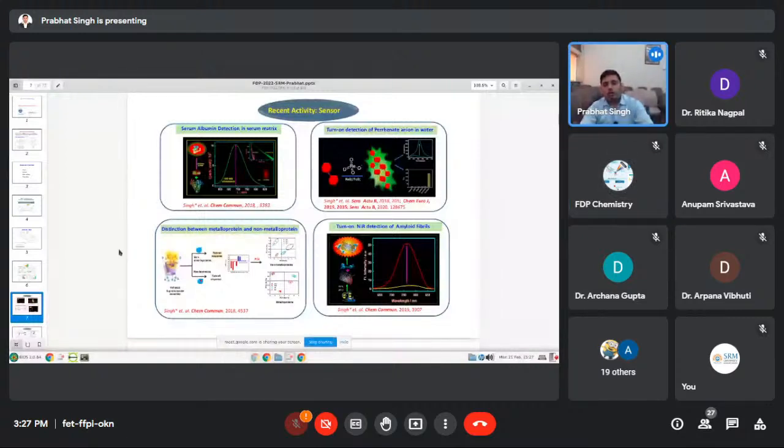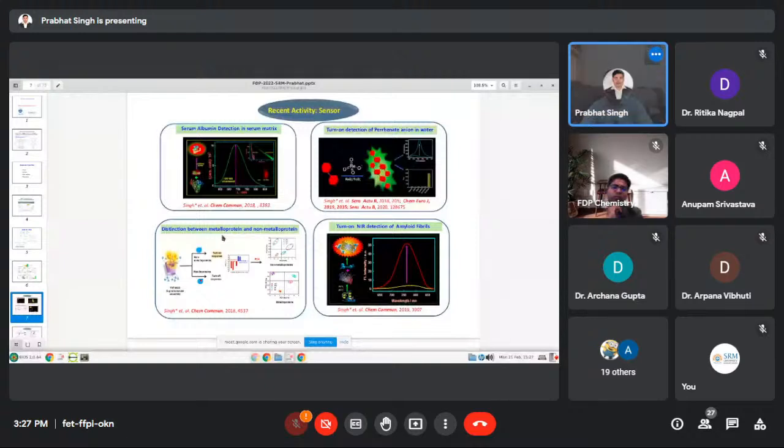And then in this work, we try to identify or distinguish between metalloproteins and non-metalloproteins. A metalloprotein and non-metalloprotein, as the name says, is basically distinguished by the presence of a metal. Now we had a supramolecular assembly which actually had a very different kind of response towards these two different classes of proteins.